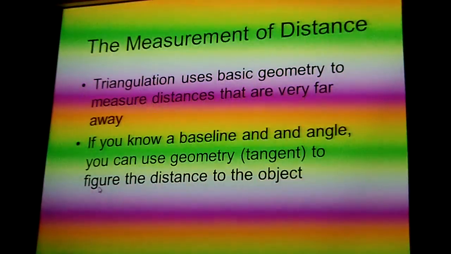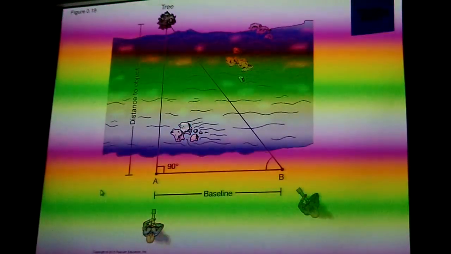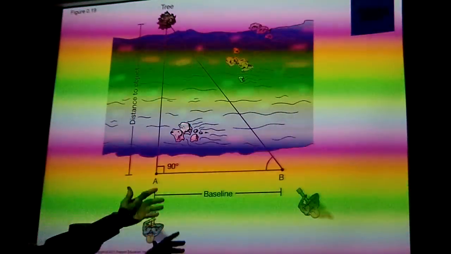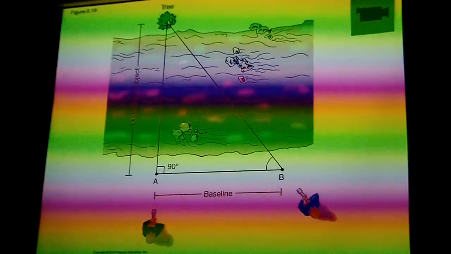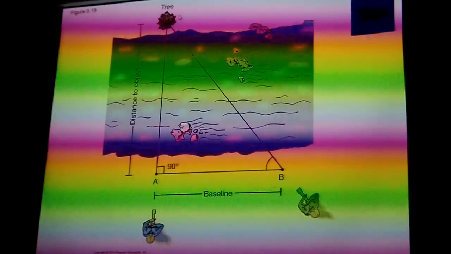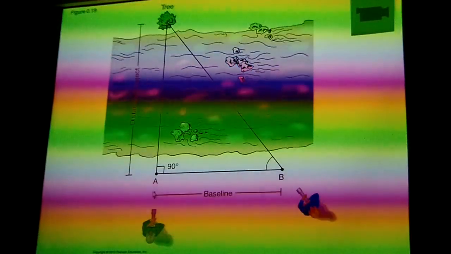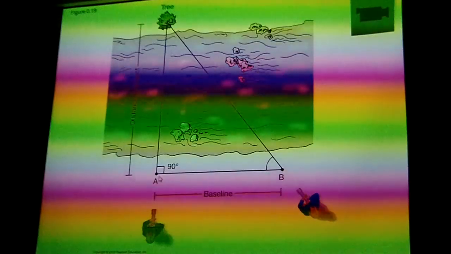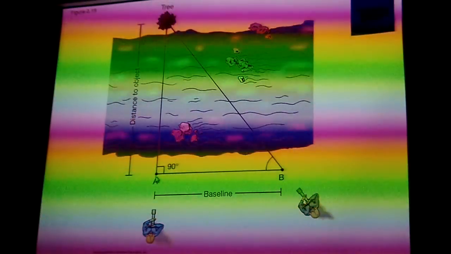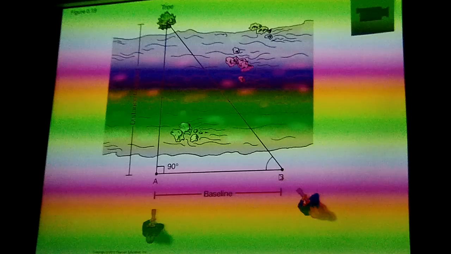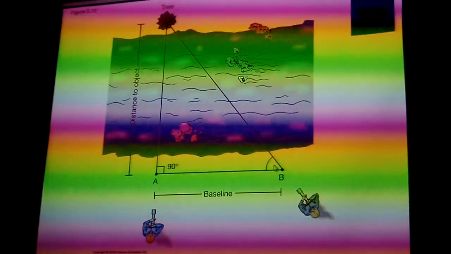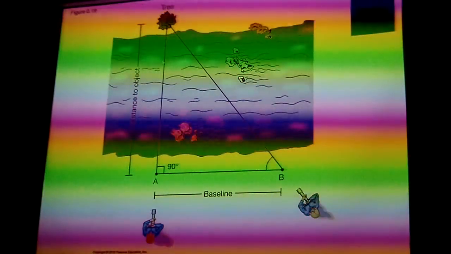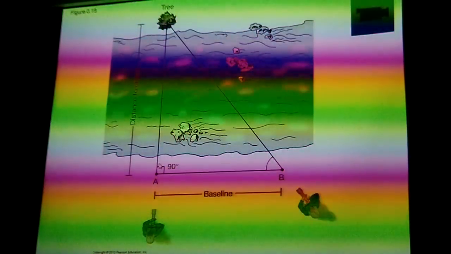Let's get an idea of how to do this. Here are two ladies on one side of a river, and they're trying to find out how far it is to get across the river to this tree. How do you do it? Well, you can figure out the baseline easily enough. You could drop a ruler from one side to the other, or pace it off. It's 100 steps or something like that. So you can figure out this baseline easily enough. And if you get directly across from the tree, you know that the angle here is going to be 90 degrees.